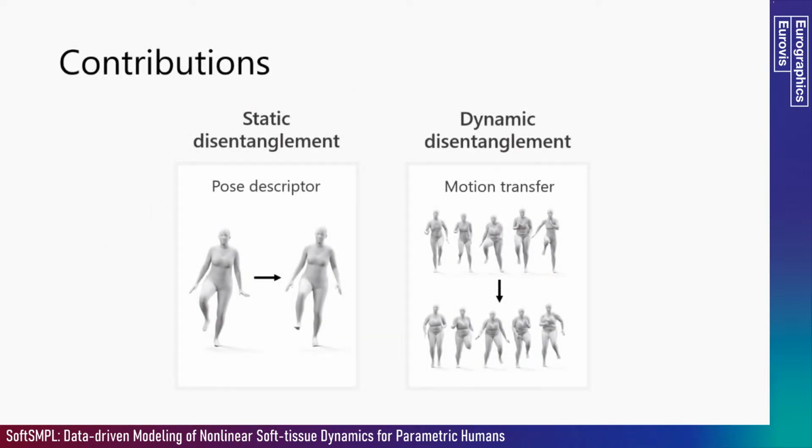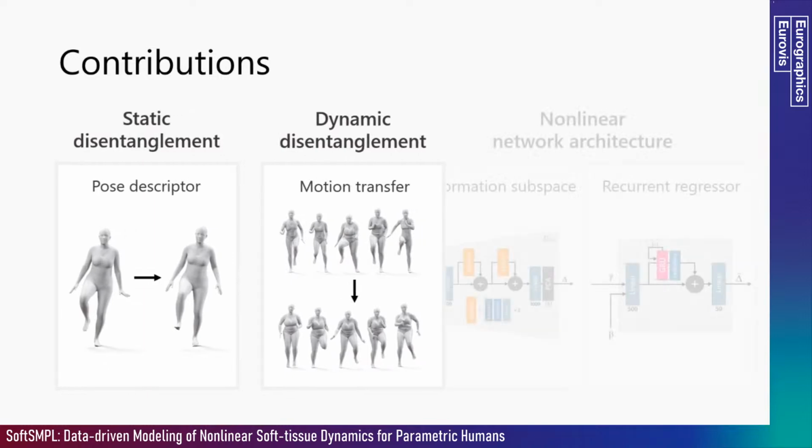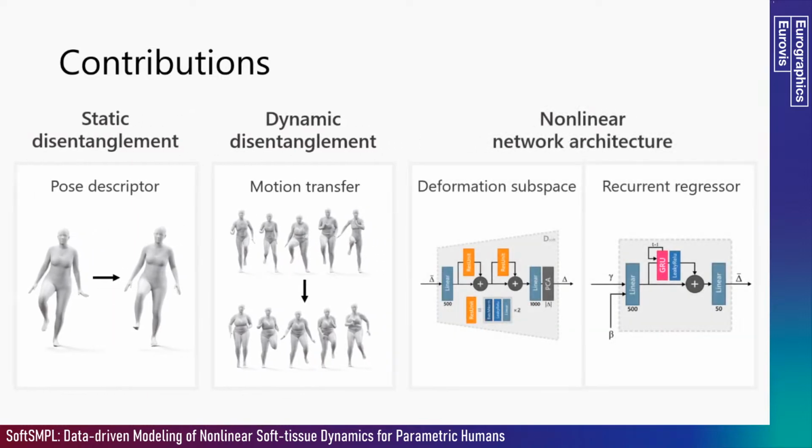The main contribution of our work is identifying these two sources of entanglement and proposing ways to address each one. For static disentanglement, we introduce a novel pose descriptor that normalizes poses across subjects. Meanwhile, we avoid dynamic entanglement by augmenting the dataset using motion transfer. Additionally, we complement these contributions with a nonlinear network architecture that has two main components: an autoencoder that produces a compact subspace of multi-person body deformations, and a recurrent neural network that regresses deformations as a function of body shape and a novel motion descriptor.